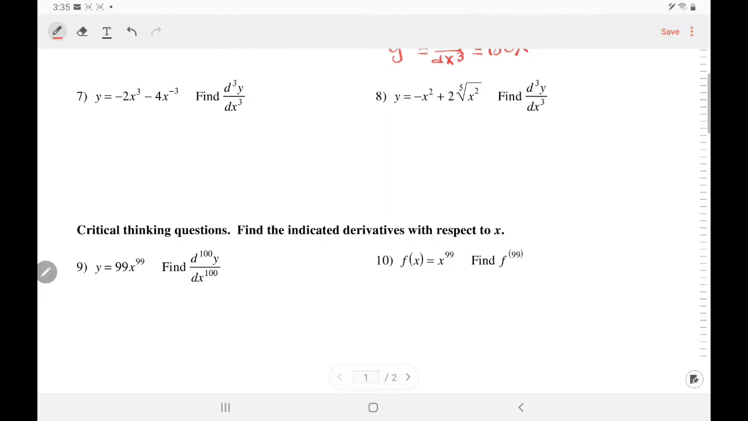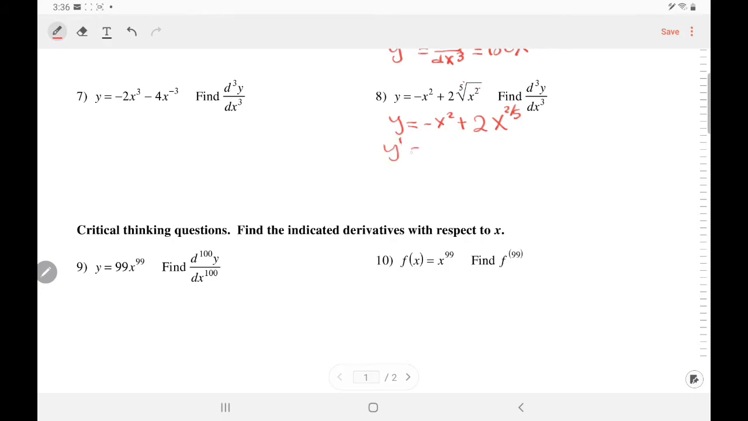Let's try number 8. I see a radical in there, so we should rewrite it first before deriving. So I'm just rewriting y without deriving. So copy -x squared plus the 2 is a coefficient. Now write the x in exponential form. It's always power over root. So 2 over 5. Ready to derive.